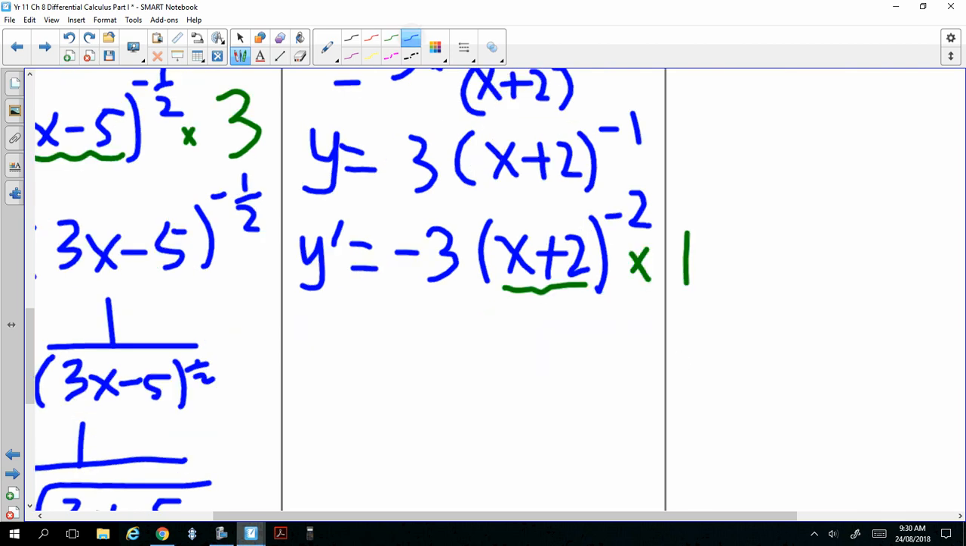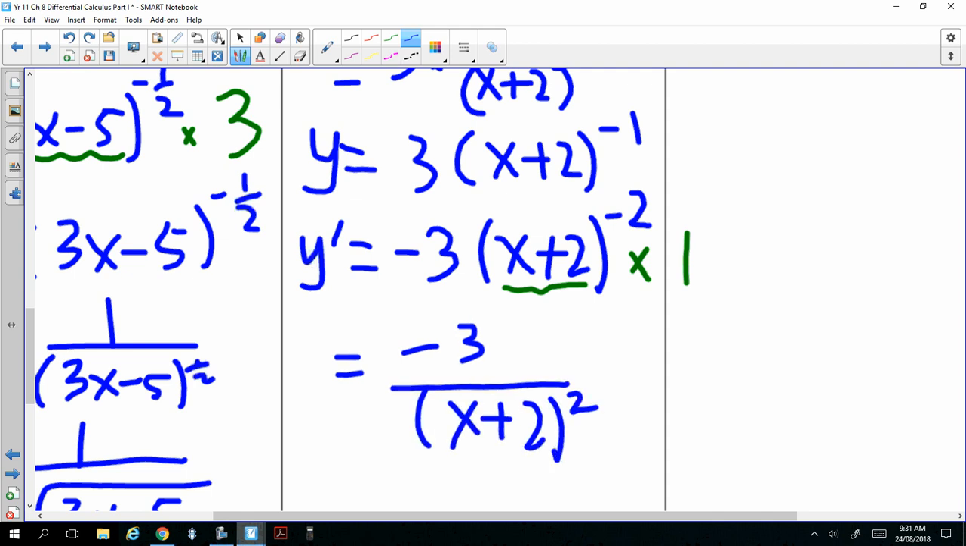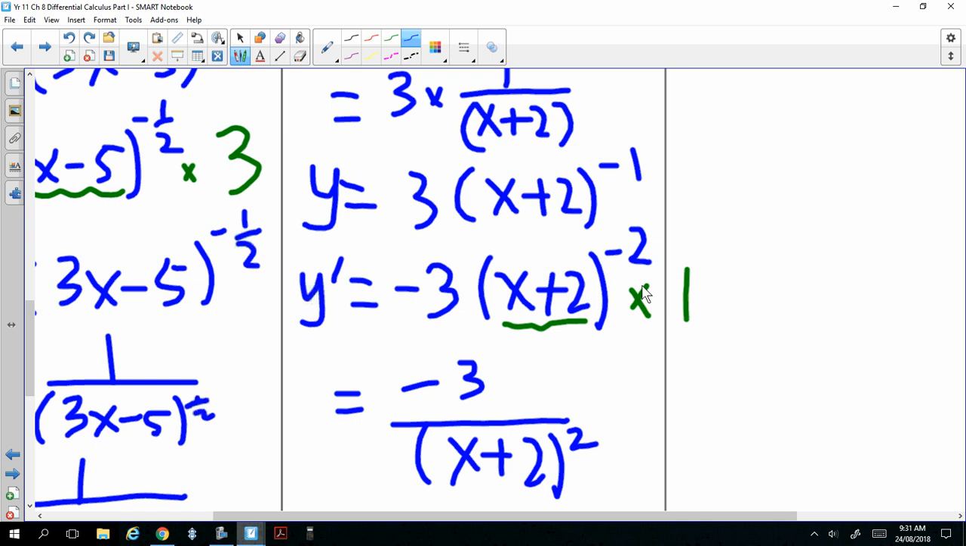Alright, good. Got one more question. The last one is a little bit harder. Now minus 2 because it's subtract by 1. Yeah? So negative 1 minus 1 is negative 2. Yeah. Okay, try the next one.